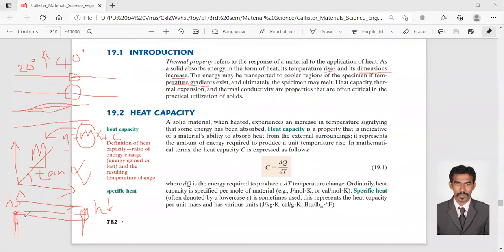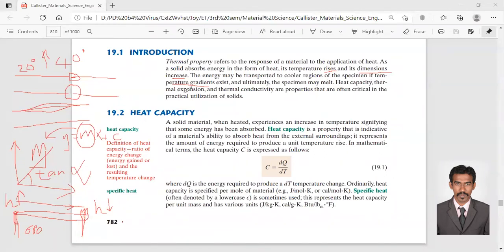Once the temperature increases beyond the melting point, the specimen will melt, right? So the melting point is different for different materials. If it is aluminium, that is around 680, I think. The same thing for iron, it's around 1147 or 1536, right? So different materials have different melting points, but once the melting point is reached, the material will melt.